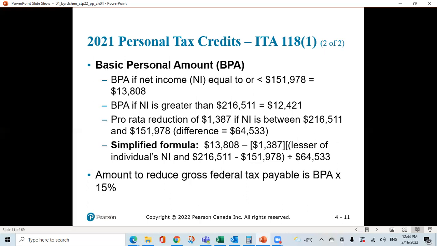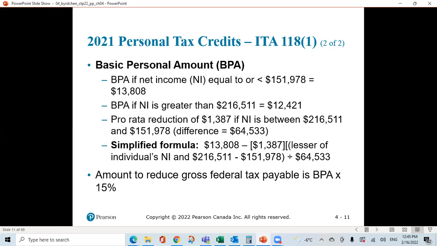It can be very simplified: you just simply use the $13,808 and then deduct whatever the difference is, divide by 64,533, and then times the 1,387. So this is the amount to reduce the gross federal tax payable by using this BPA times 15%.